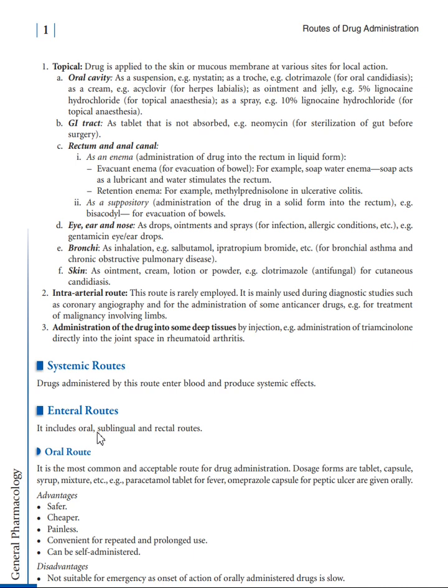Now the oral route, the first one. This is a very common and acceptable route. Everyone prefers the oral route these days. The dosage forms include tablets, capsules, syrups, mixtures. For example, whenever you have fever, you take a paracetamol tablet, you take omeprazole for your peptic ulcer. These are tablets which are given orally with water or other vehicle.